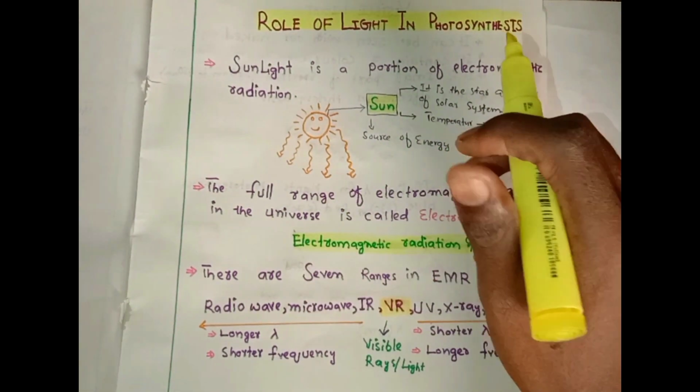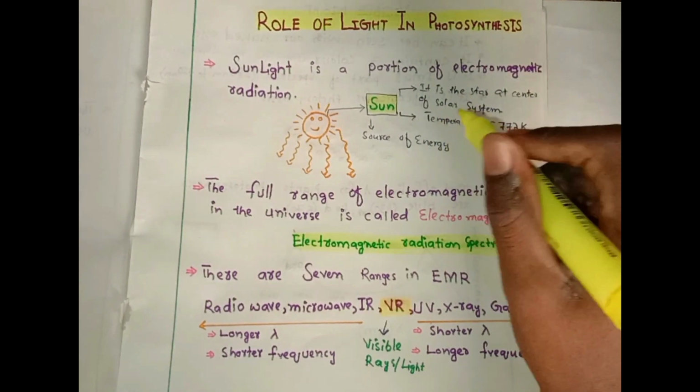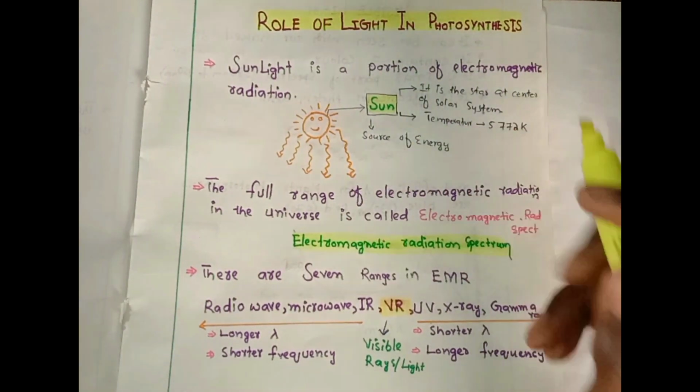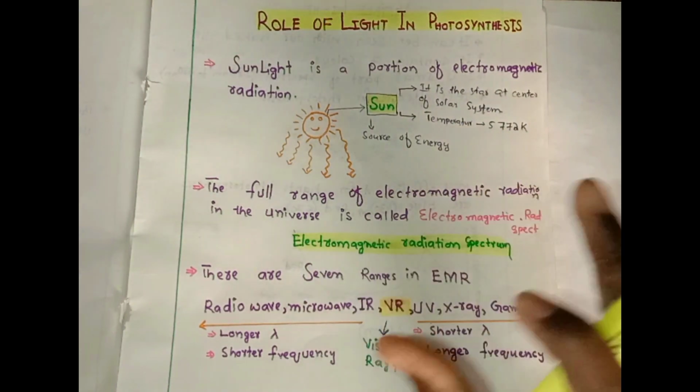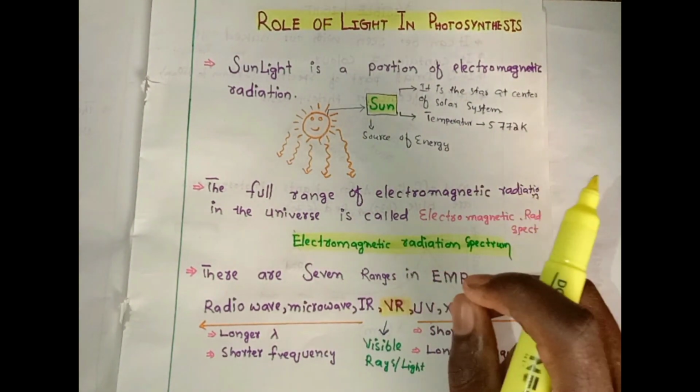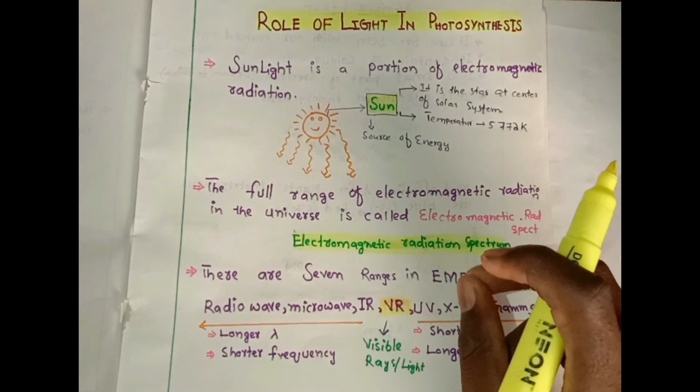If we go from top to bottom, radio waves have the longest wavelength and with that the lowest frequency. Gamma rays have the shortest wavelength but the highest frequency. And visible light lies between them. So this is all about electromagnetic radiation.